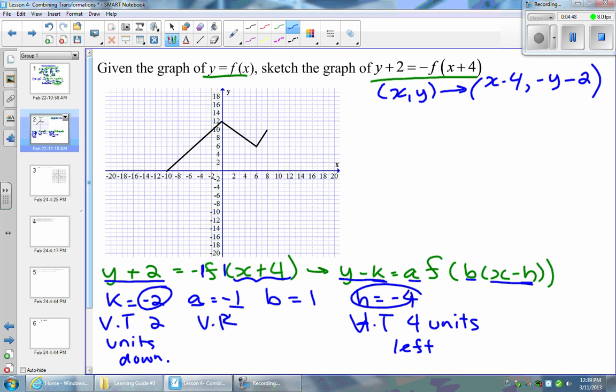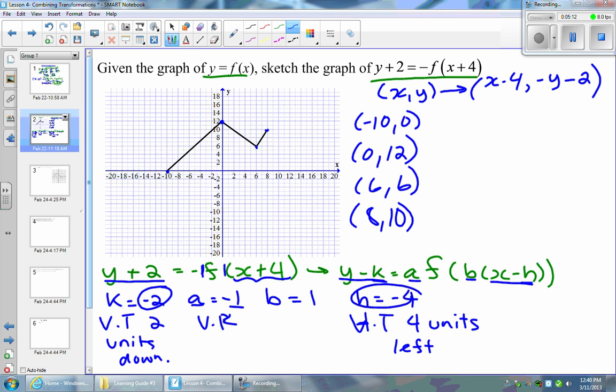So let's pick some points from our graph here. I'm going to pick some points I can actually read. So negative 10 comma 0 is one point I can see. 0 comma 12, okay, and I have 6 comma 6 right there, and finally I'll pick this endpoint right here, 8 comma 10. All right, so let's apply those transformations.